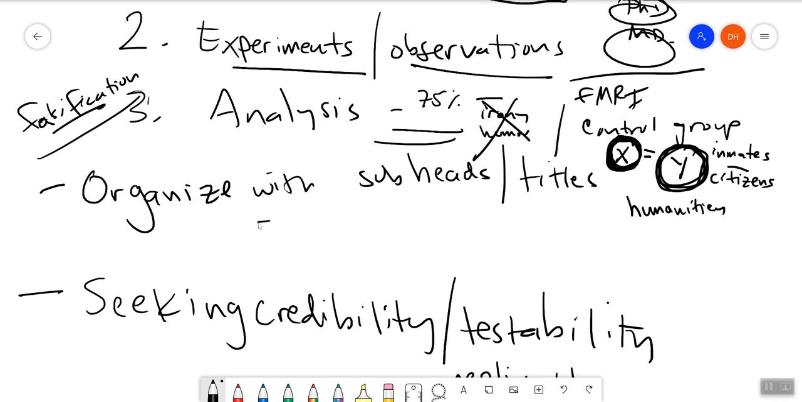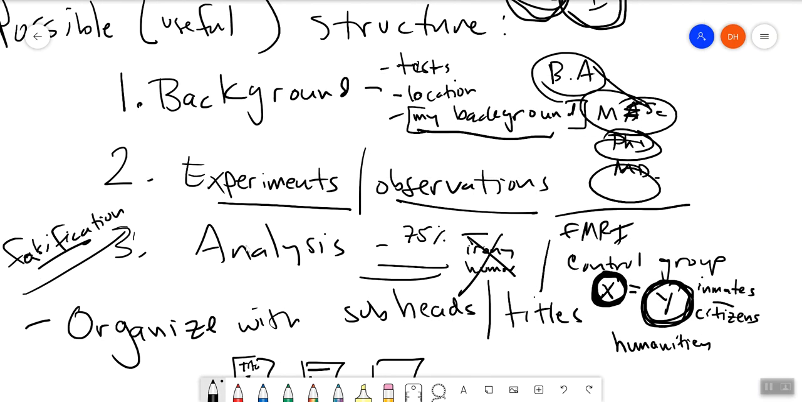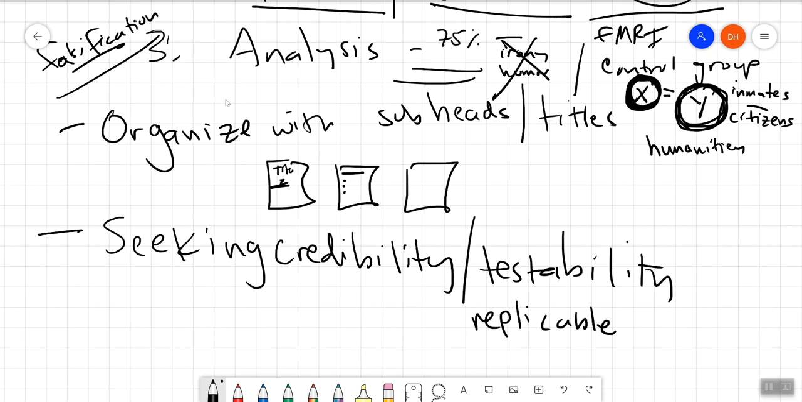Now, in the sections, as you're organizing the paper, you remember we had the title and all that intro stuff, and then you want to list out the sections with subheads. So you might here put introduction, here you might put methods, and then break down in the method section subheadings that list out these three things: the background, experiments and observations, and then analysis.